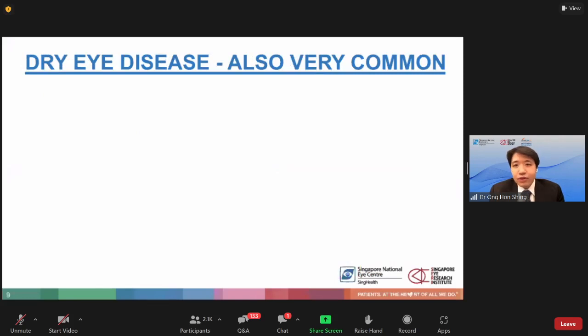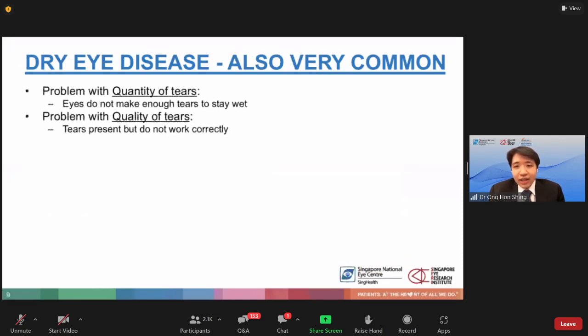So moving on to another common cause of eye redness, and this is dry eye disease. And this is also very common. Dry eyes can be due to a problem with the quantity of the tears, where the eyes do not make enough tears to stay wet, or a problem with the quality of the tears, where the tears are present, but they do not work correctly. For example, they dry up too fast.